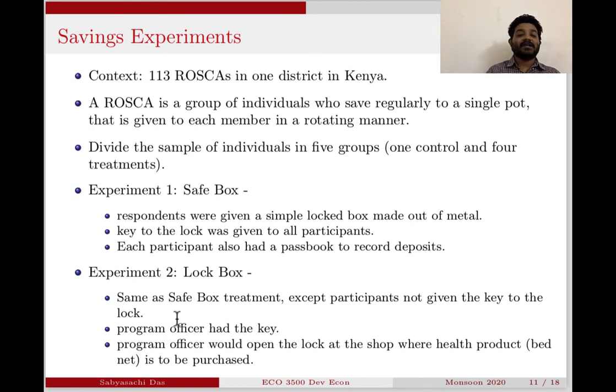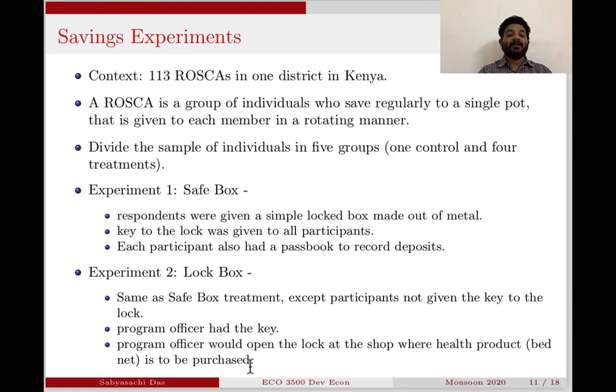And once the individual reaches their goal of saving, which allows them to buy the health product that they wanted to buy, let's say a bed net, so use that as an example in this context, then they are supposed to call the program officer. The program officer would then open the lock at the shop where they're going to purchase the health product. Of course, there is no way for the authors to enforce this, but they report that in 74% of the cases the money was used for this health product.